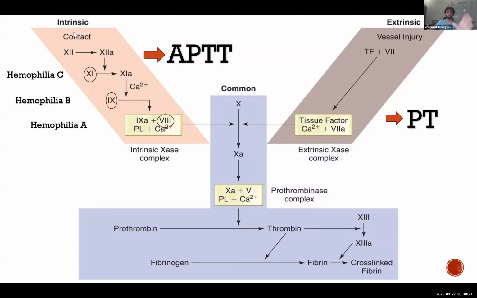In the intrinsic pathway, I want you to know 12, 11, 9, 8. Factor 11, hemophilia C. Factor 9, hemophilia B. Factor 8, hemophilia A. The extrinsic pathway is tissue factor and factor 7. Another name for tissue factor is factor 3. All of these factors will help each other to start the common pathway, which begins with factor X. Is that clear?